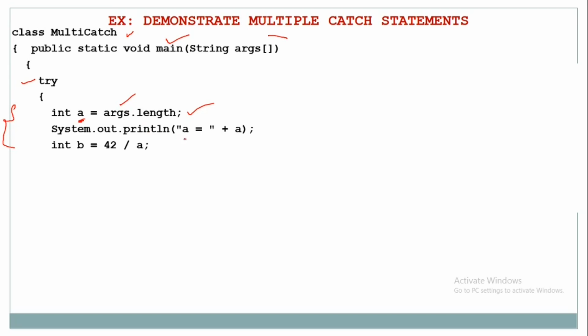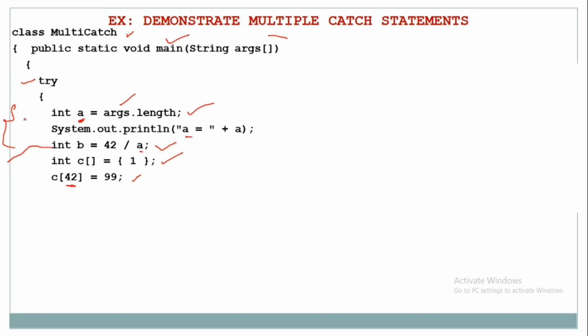Then I'll be printing the value of a, and then we have a statement, int b is equal to 42 divided by a. If the value of a is 1, then no exception is thrown. If the value of a is 0, then this statement will throw an exception, that is arithmetic exception. Next, we have an array variable c, where c of 0 is initialized to 1. In the next statement, as you can see here, c of 42 is an illegal array index. I'm trying to access an illegal index, so this raises an exception, that is array index out of bounds exception.